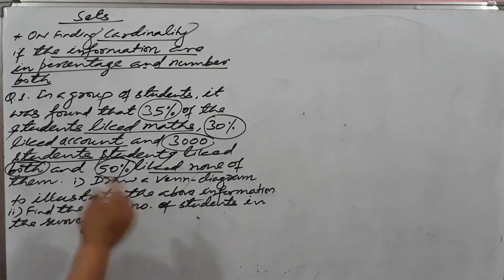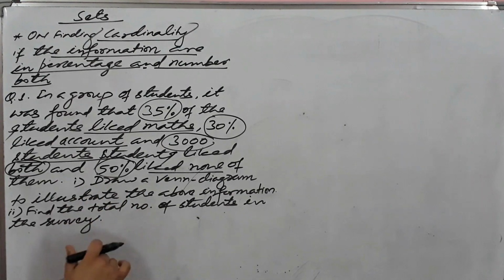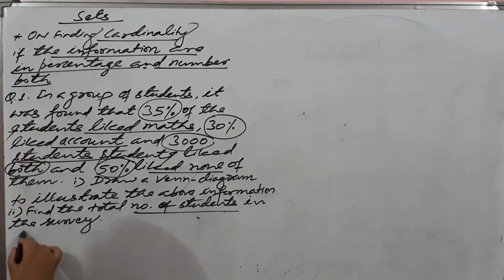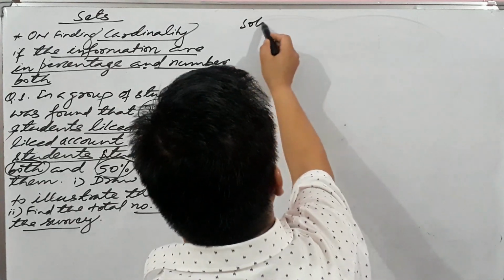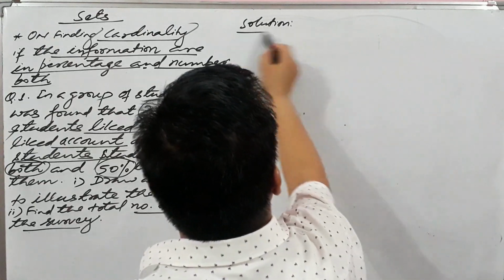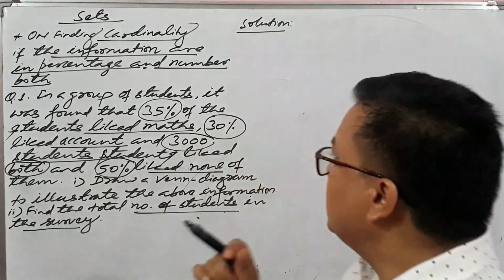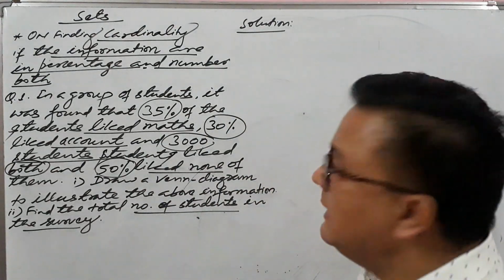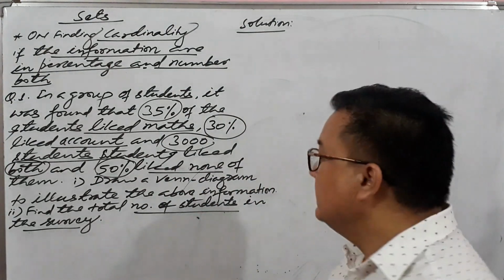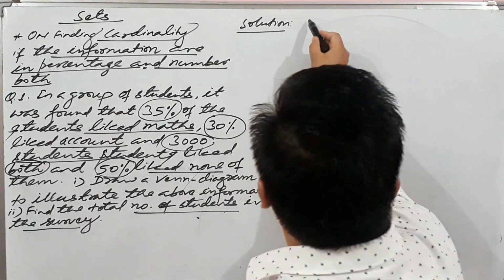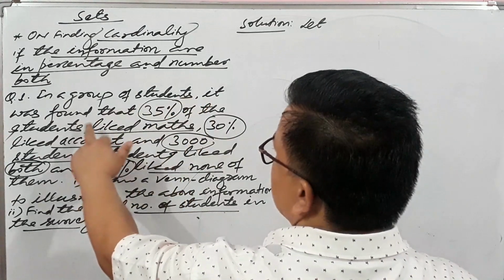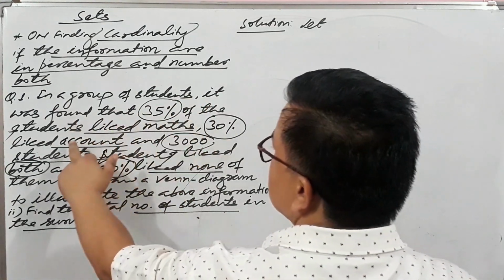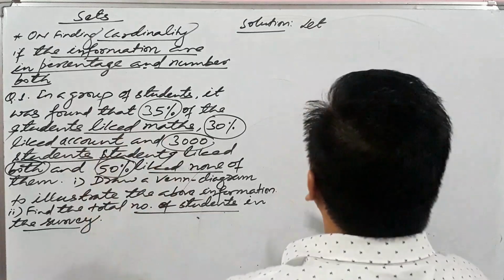Firstly, we have to draw the diagram and then find the total number of students in the survey. Let's see how to find out. Solution, in a very simple way we will do. This is one of the very important questions, and I'll tell you how to simplify the calculation also. First of all, we write down: it was found that 35% of students like math.